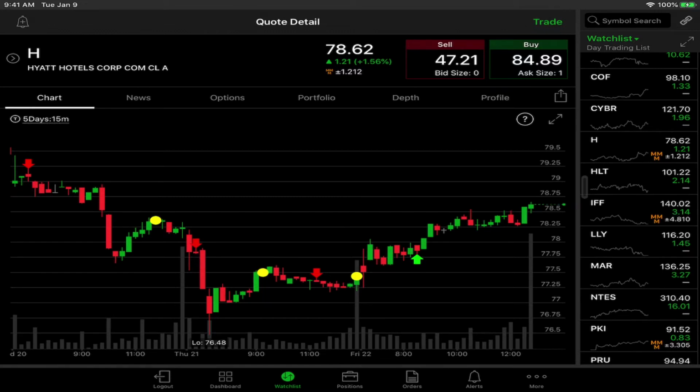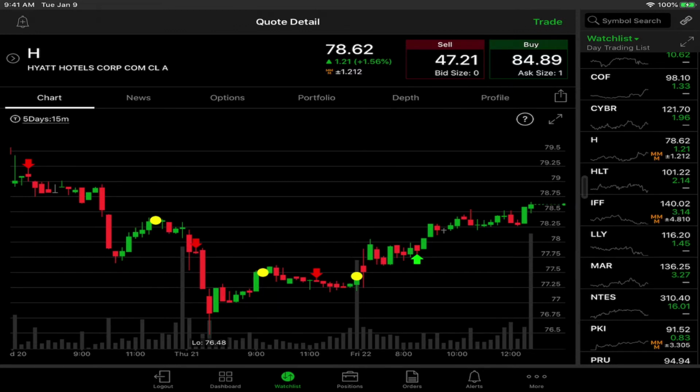Now let's take a look at each of these trades and how they panned out, right? So as you can see, we got an up arrow on the Hyatt hotels, and this trade so far hasn't closed and is working out fine, right? And if you were day trading, you would close this trade at the end of the day.